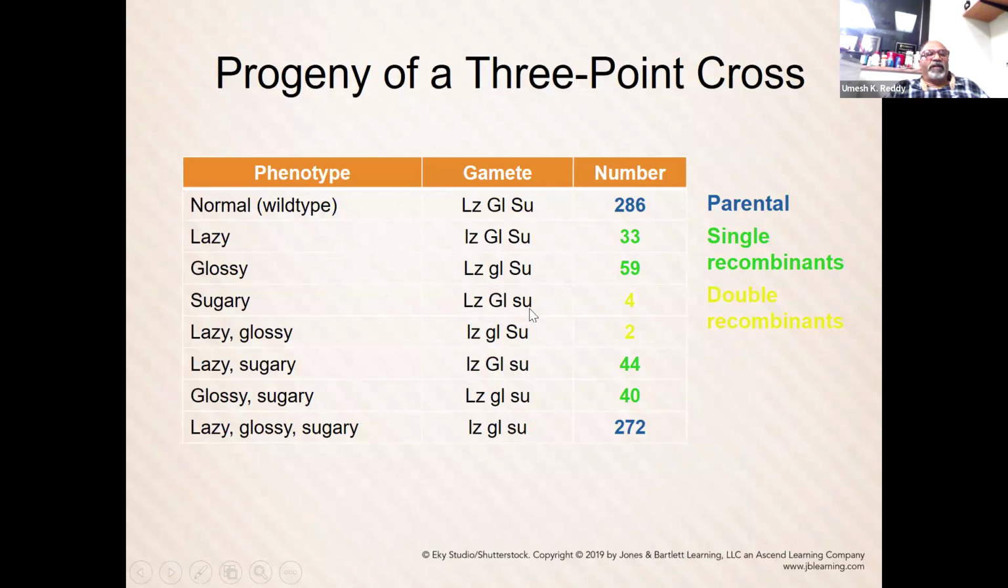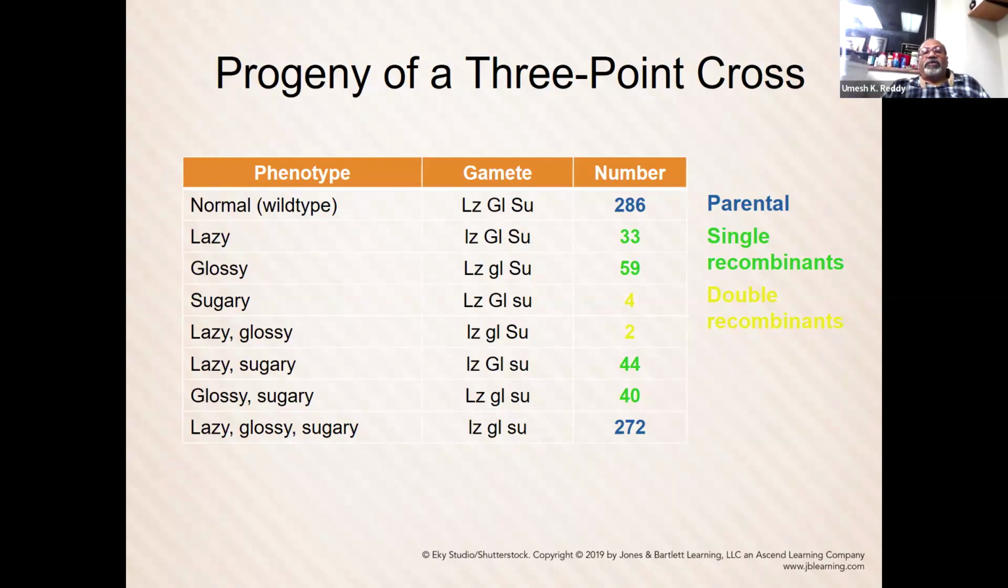The sugary is alone small allele or recessive allele, making the plant sugary. Here the lazy, glassy are recessive alleles. Sugary is the normal allele. And then lazy, sugary are the recessive alleles. Glassy is the normal allele. And glassy and sugary are the mutant alleles or recessive alleles. And lazy alone is the wild type or normal allele. Here is the parental type, lazy, glassy, sugary. All three loci are mutant type alleles.